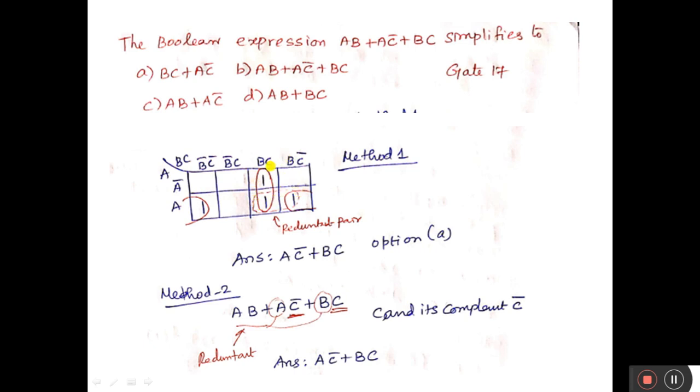If I map, I can combine these two 1s, and I can combine this one and this one. So if I write the equation, this becomes BC, and for this one AC bar. The extra value common between these two combinations is a redundant pair, so there is no need of that redundant pair. So from this the answer is option A.